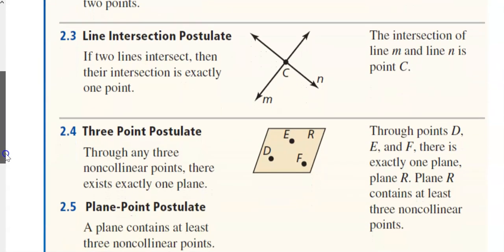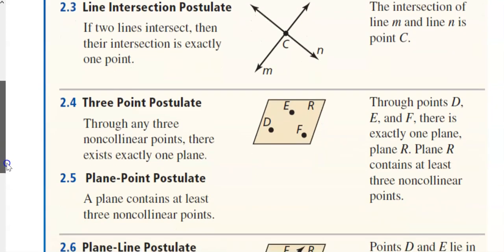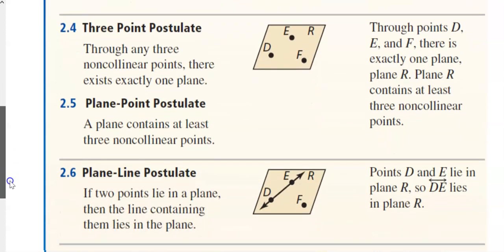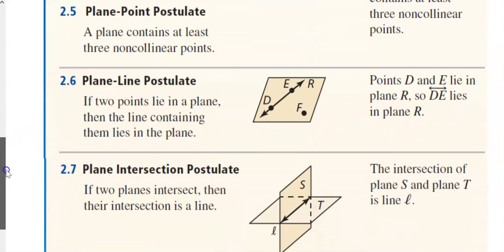Line intersection postulate. If 2 lines intersect, they intersect at exactly 1 point. The 3-point postulate. 3 non-collinear points form a plane. All right, so for any 3 non-collinear points, there exists exactly 1 plane. And a plane contains at least 3 non-collinear points. Okay, kind of the reverse of that.